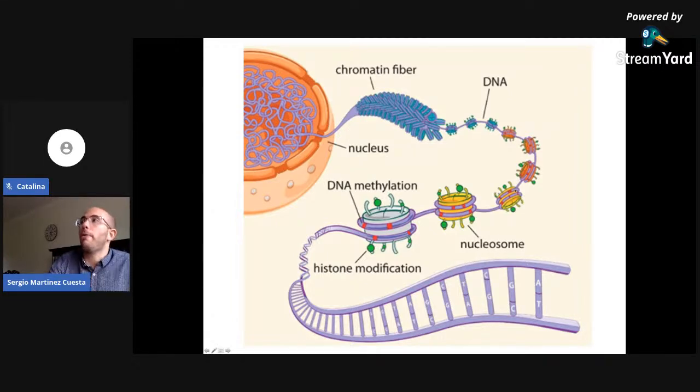And then on top of that, you also have histones, and chromatin wraps around in a particular 3D structure that allows the DNA to be very compactly present within the nucleus of a cell.